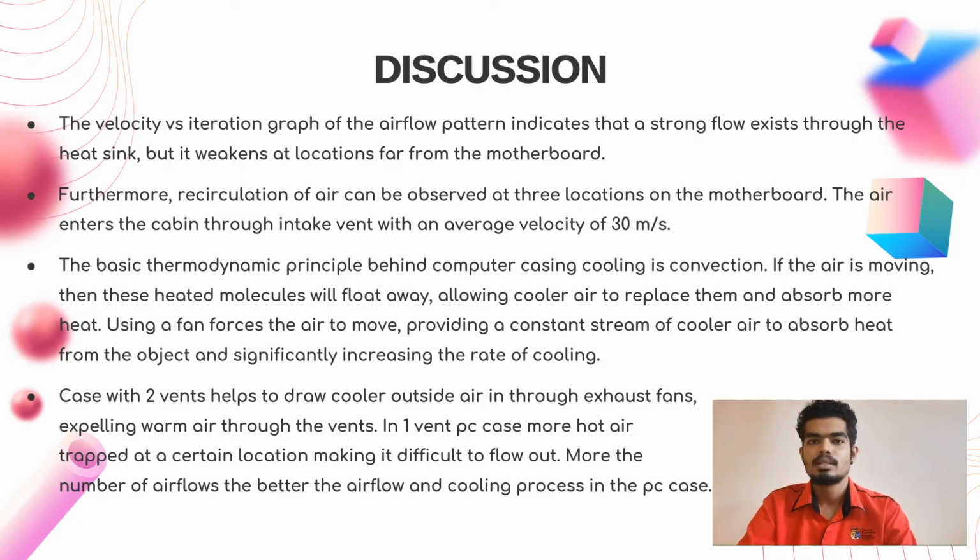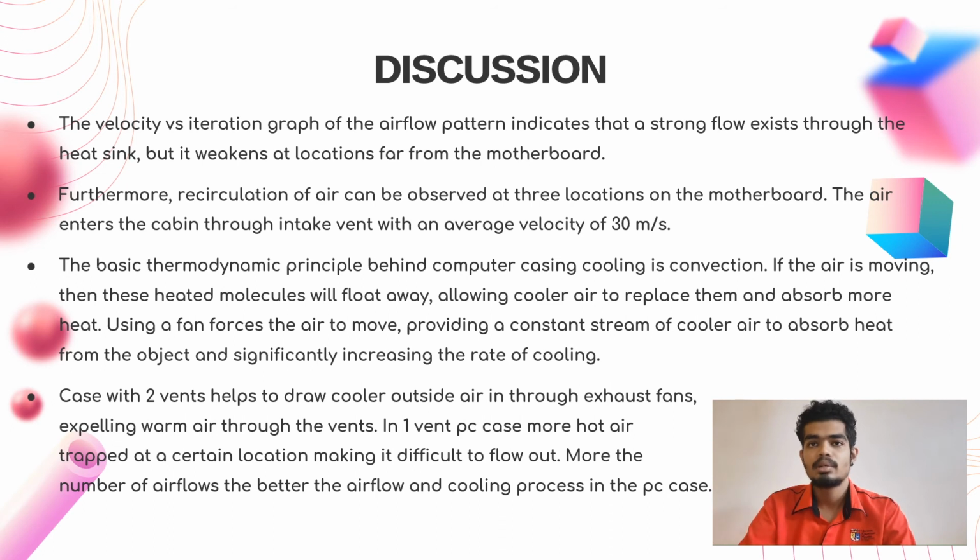Good day, my name is Premraj. So let's move on to the discussion and conclusion part. The velocity versus iteration graph of the airflow pattern indicates that a strong flow exists through the heatsink, but it weakens at locations far from the motherboard. Furthermore, recirculation of air can be observed at 3 locations on the motherboard. The air enters the cabin through the intake vent with an average velocity of 30 meters per second.